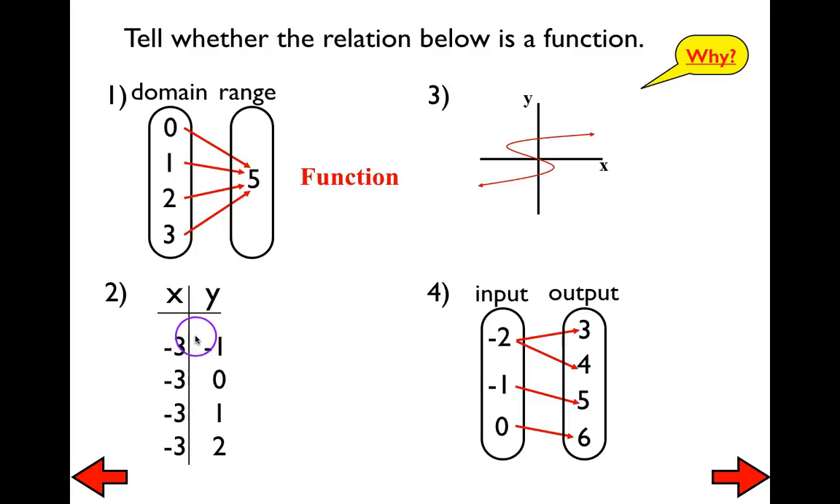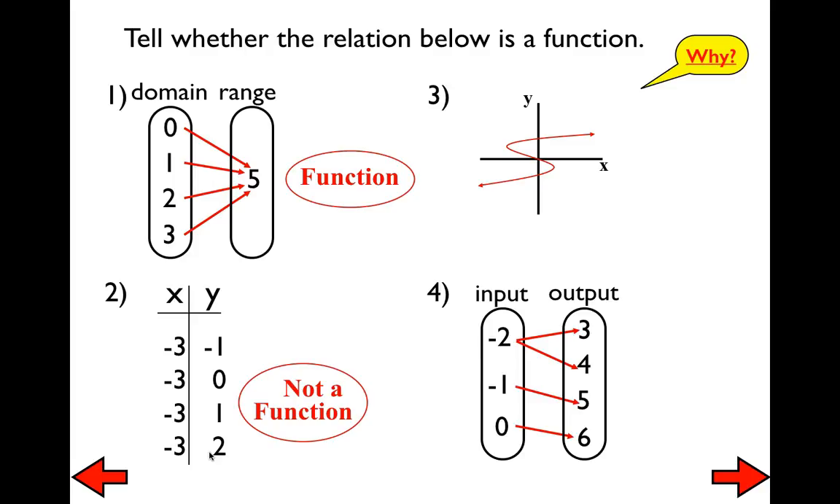Well, what about number 2? Number 2 is not a function, because notice here -3 is going to give you a -1 one time, but another time a -3 is going to give you a 0. And then in another case, a -3 is going to give you a 1. This is not a function, okay? For each input value, there should be exactly one output. In this case, you have -3 equaling -1, 0, 1, and 2. So this is not a function.